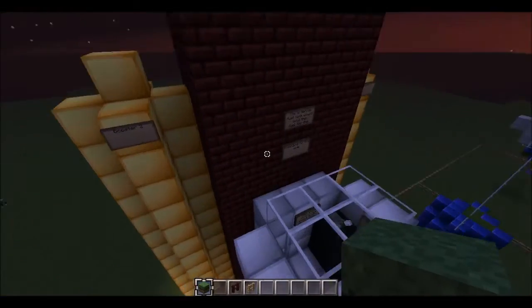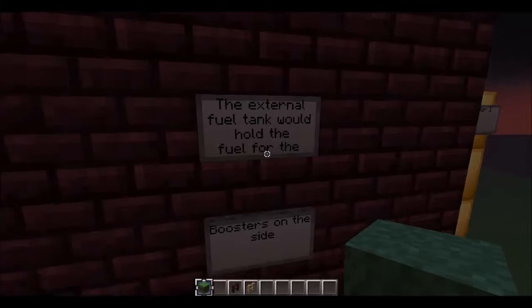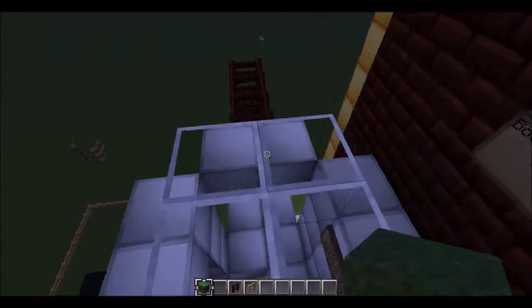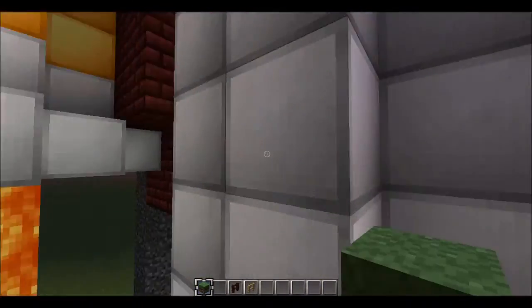Up here is the external fuel tank. It would hold the fuel for the boosters on each side. Booster 2 and booster 1. I should have done that the other way.